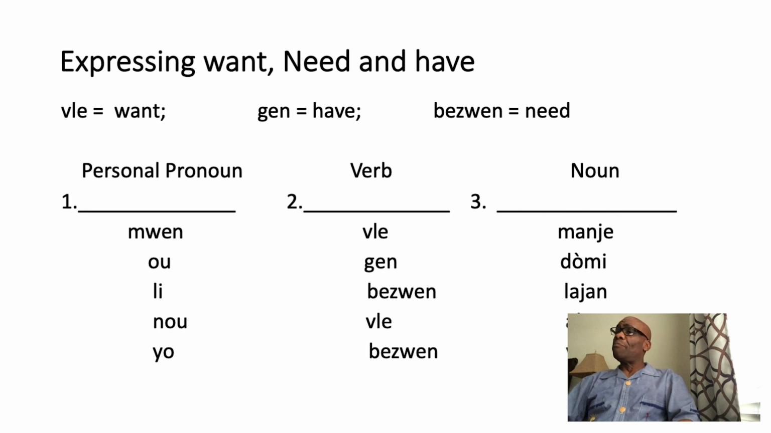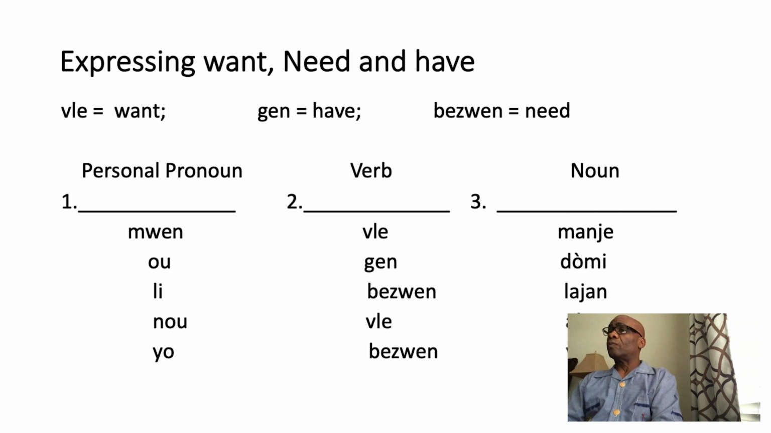Now, we're going to look at the verbs on number two. Vle, gain, besoin. Now, the nouns. Manger, dormir, l'argent, aller, voyager. Manger means food. But manger is also a verb, meaning to eat. You will see that later also. Dormir means sleep. L'argent means money. Aller means go. Voyager means travel.